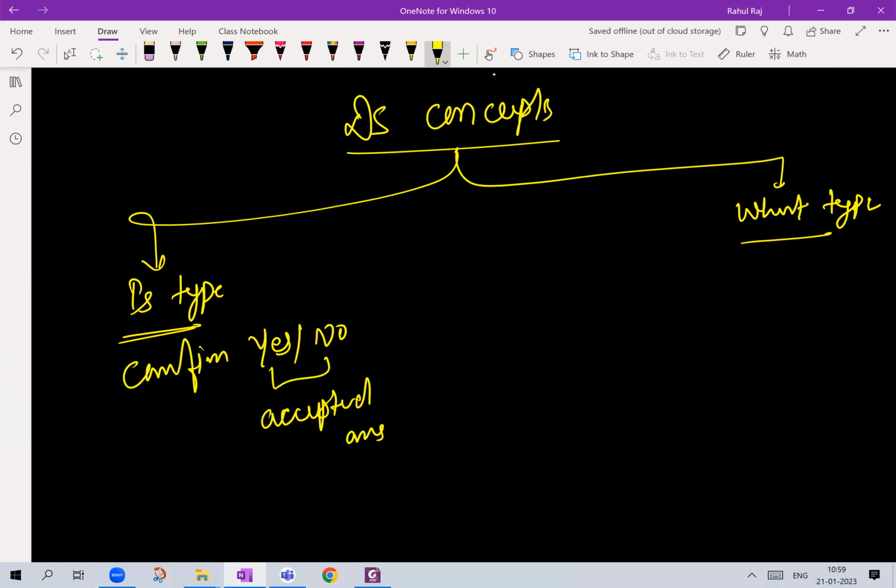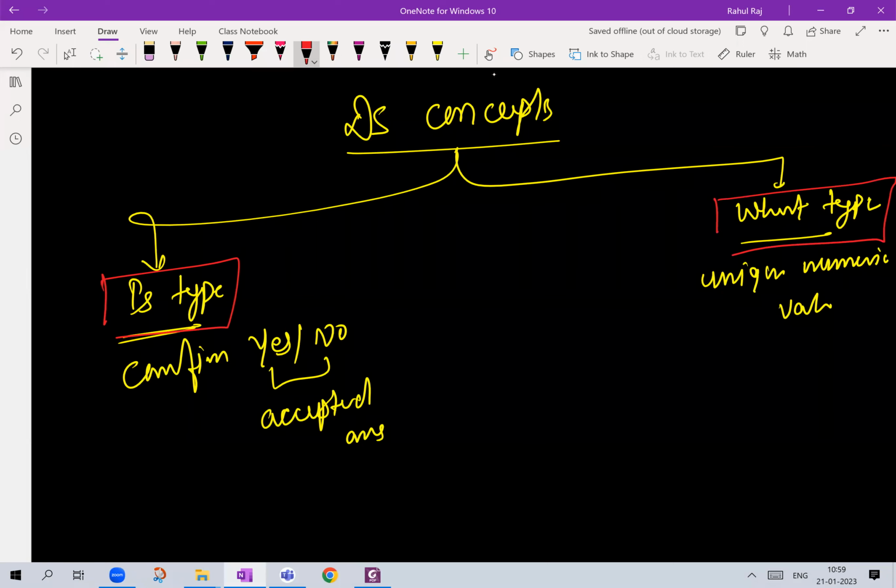In what type of question, you should have a unique numeric value as an answer. Now, what exactly does this mean? There are only two types of data sufficiency questions that you can get in the exam. One is the "is" type, another is the "what" type. That's it. There are no other data sufficiency questions in your exam. So in the "is" type, remember, confirm yes or confirm no, both are accepted answers. In the "what" type, you should get a unique numeric value as an answer.